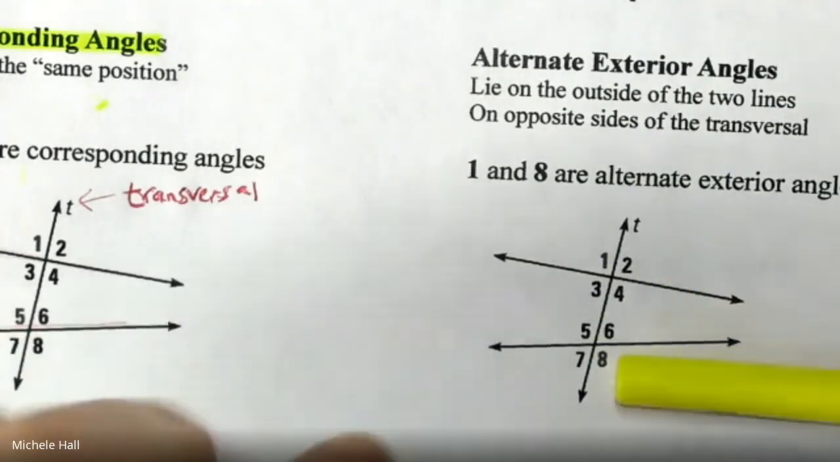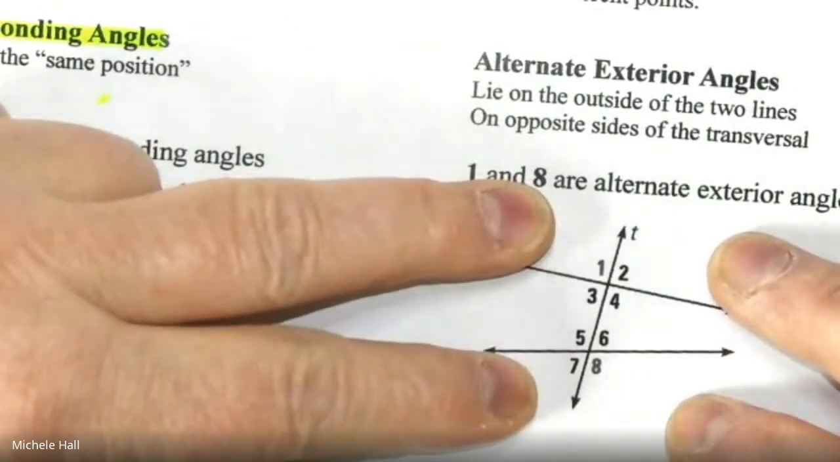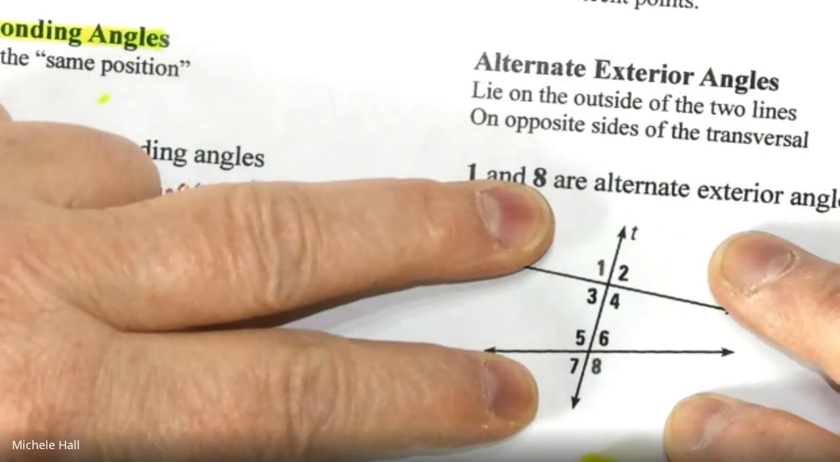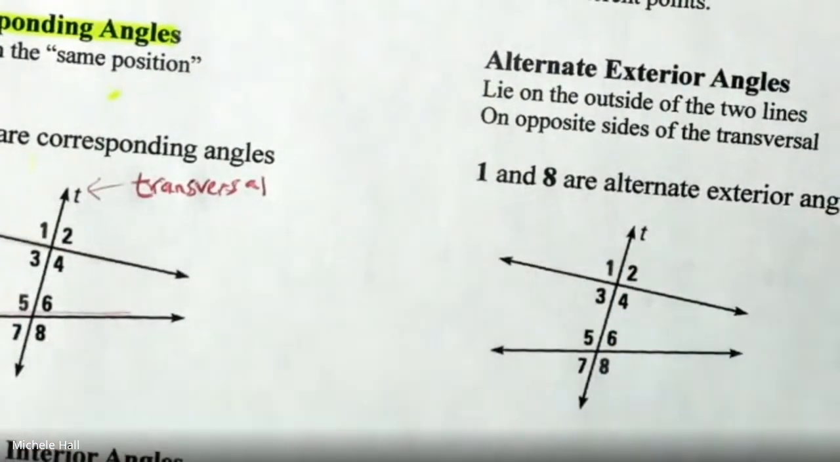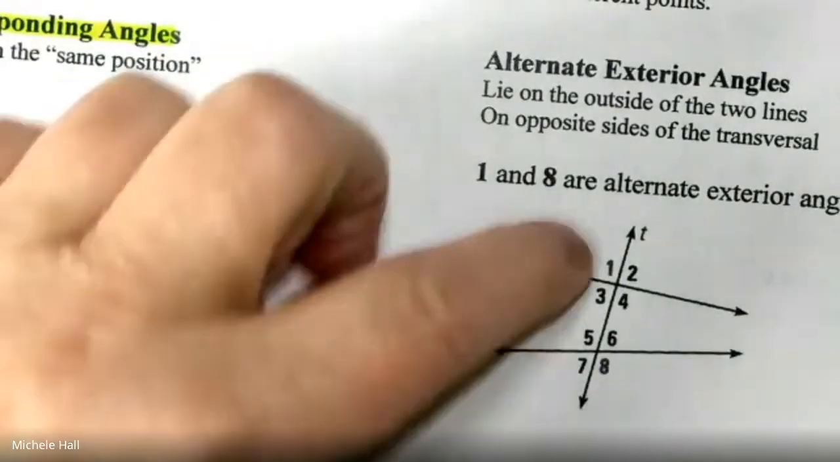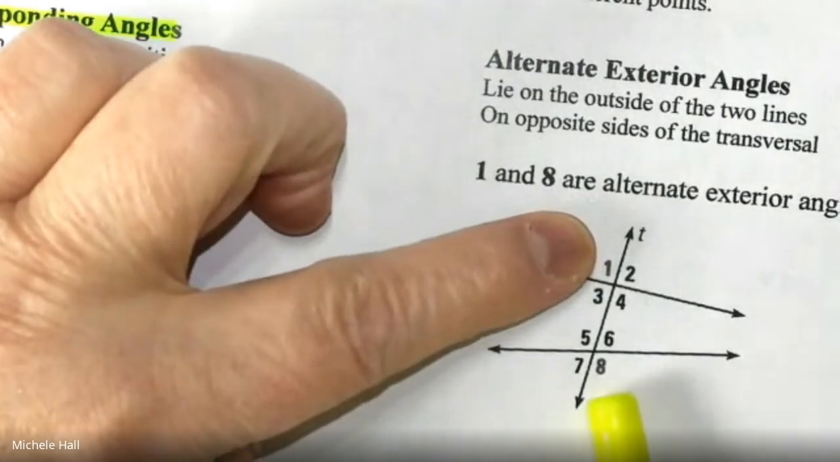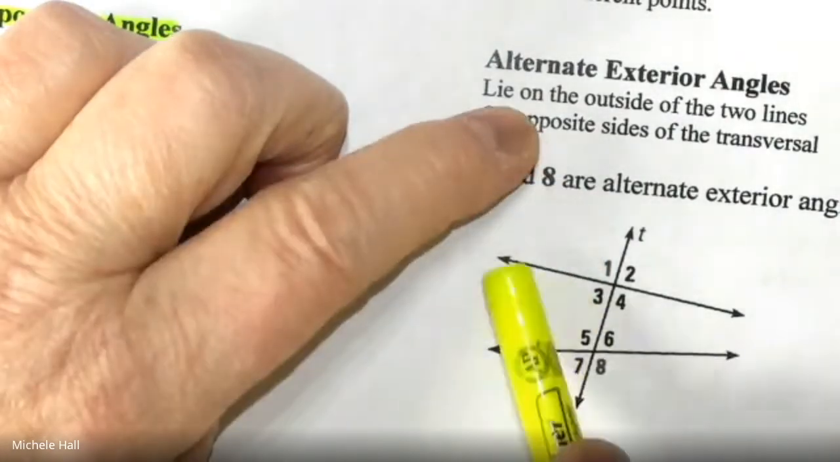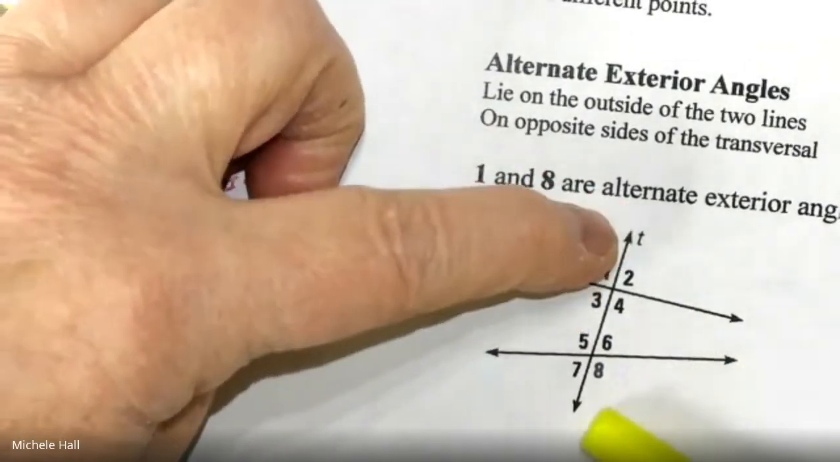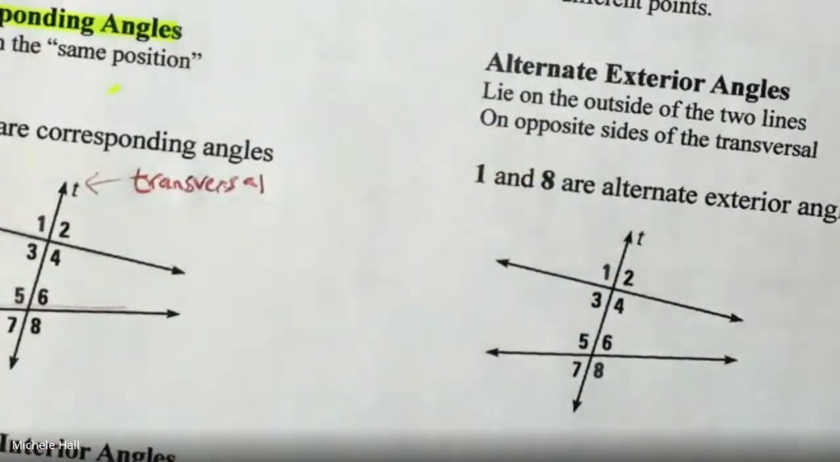Okay, so exterior means to be on the outside of those 2 lines, and then alternate means to be on each side of the transversal. All right, it says that 1 and 8 are alternate exterior angles. 1 is on the left, 8 is on the right, and they're both on the outside of these 2 lines. So 1 and 8 are considered alternate exterior angles.